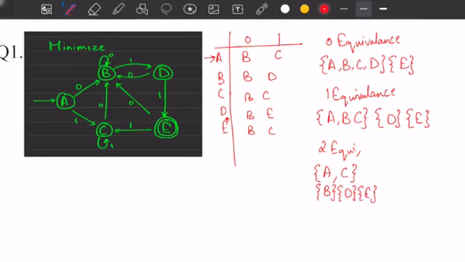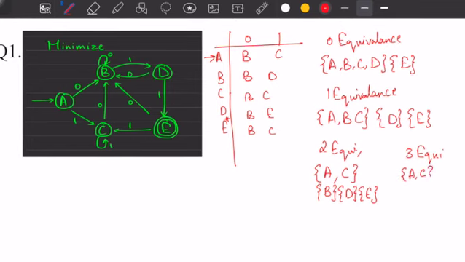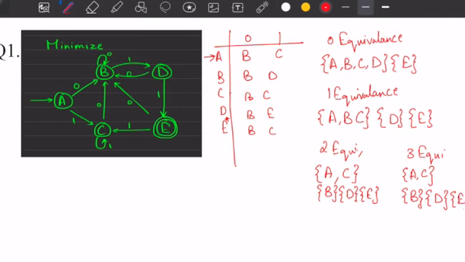Now let us check the third equivalence. As we can see, there appear to be no new groups that can be formed, so we can stop this process of creating new equivalences and go on to creating the new truth table with these new equivalent states that we have achieved.